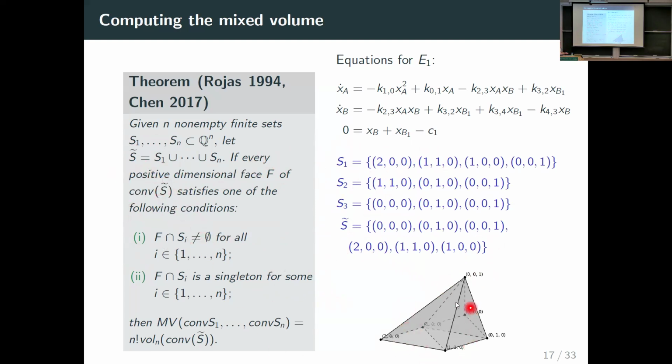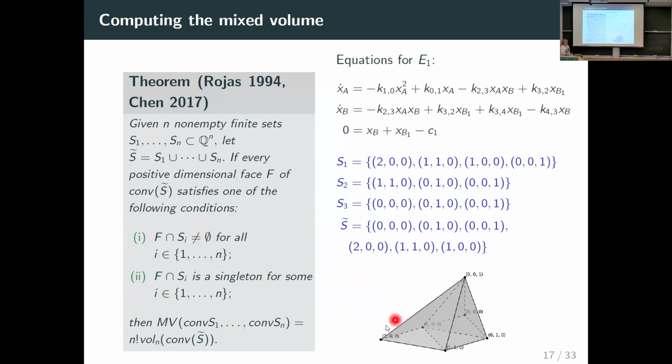So this is going to be this picture here. This is the convex hull of S tilde. And then I'm going to check: one of two things needs to happen. My face needs to intersect each of these Si's, for all of the i's, or my face is going to intersect one of the Si's as a singleton. Especially if I am a vertex, that's going to happen. And we can actually check this.